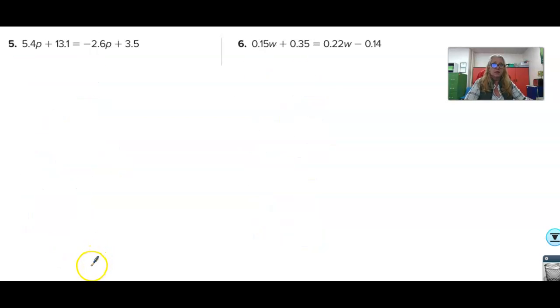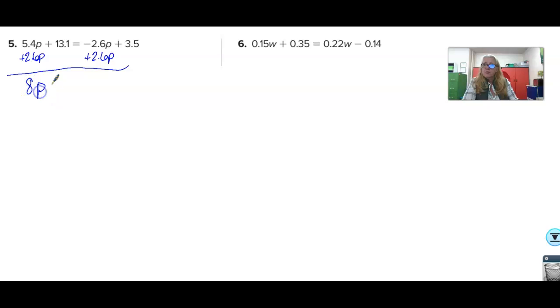Now, these ones, I'm going to reach for the calculator because decimals are really hard to do in your head. All right, here are our variable terms. We have 5.4p and we have negative 2.6p. Negative 2.6 is the smaller, so we're going to add 2.6p to both sides. Okay. Well, I think I could do this one. 4 plus 6 is 10, carry 1, so this gives me 8p plus 13.1 equals 3.5.